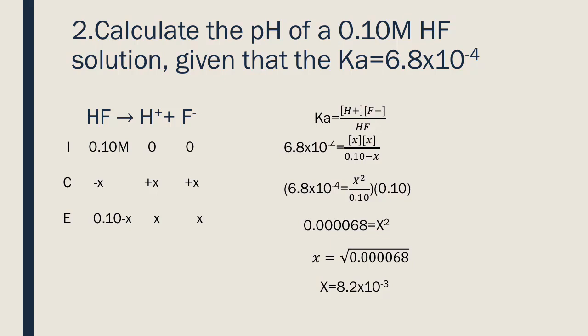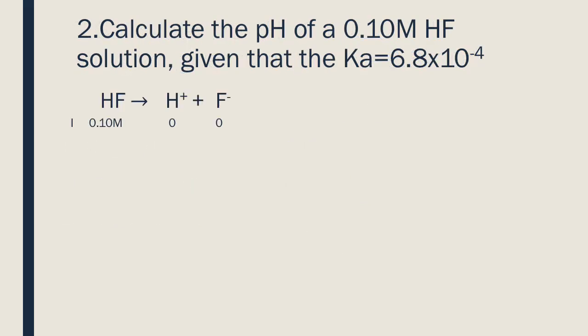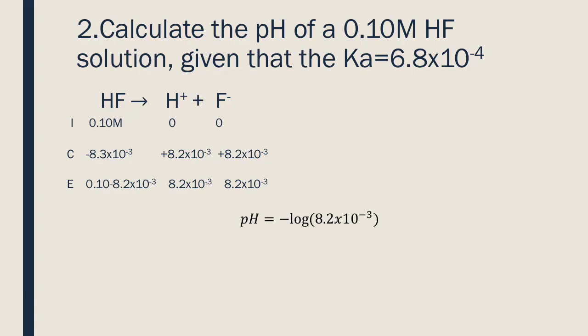We solved for x, but that's not the end of the problem. We will now plug x into the ice table to get the concentration of H+. We see that the concentration of H+ is now 8.2 times 10 to the negative 3. To get the pH of the solution, we just have to use the equation pH equals the negative log of H+. Using that equation, we get pH to equal 2.1.